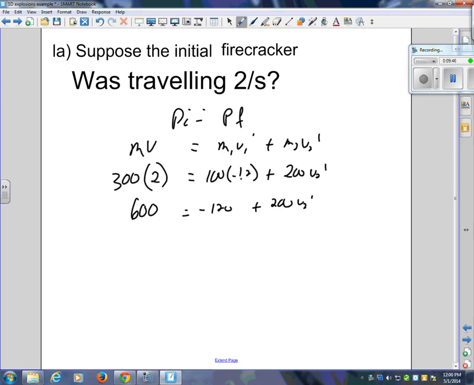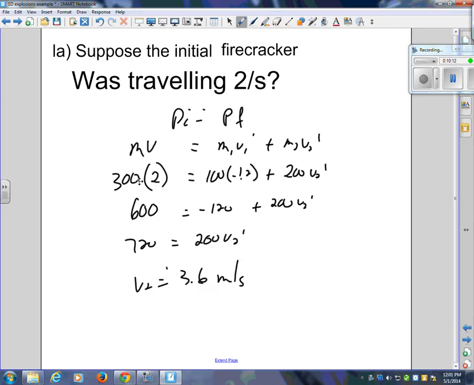What's extra hard about this? Anything? No, you just move it through the numbers. Really nothing, right? All I've done is instead of having 0 on the left, I have a number. 0's a number. So now I'm going to have 720 is equal to 200 V2 prime. Equals 3.6. That's the V2 prime. 3.6 meters per second? Yeah, that seems reasonable. 720 divided by 200.